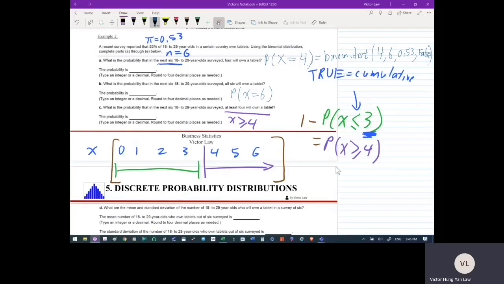So those are the 2 ways that we can calculate X greater than or equal to 4. First method is to add up the 3 probabilities, so probability of 4, probability of 5, and probability of 6. The second method is you take the 100%, the whole area here, and subtract the opposite, which is the probability of X less than or equal to 3, and that will give you the probability of X greater than or equal to 4. So I'll show you those 2 methods in Excel right now.